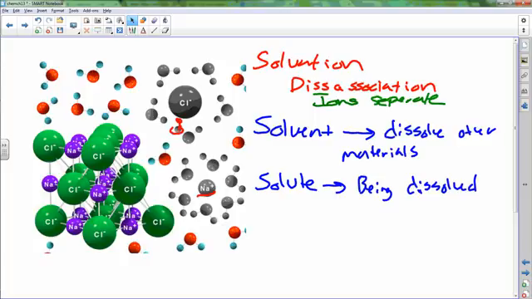Now, what you call the solute and the solvent is going to depend on the volumes. So a 50-50 mixture would be kind of hard to say, but if you had 80% alcohol and 20% water, then you would call the alcohol the solvent, the water the solute.